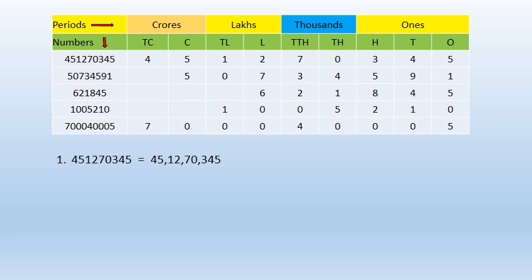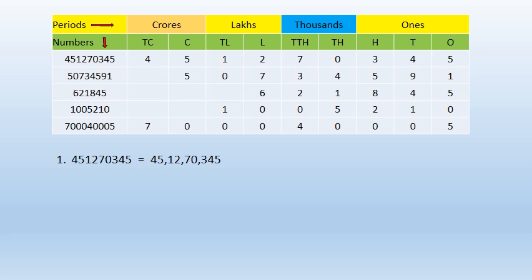Now students, see here how we are going to read. We are going to read all the digits in the same period together. Here we have used the commas. So this is ones period, this is thousand period, this is lakh period and this is crore period. So how are we going to read? We read it together. So 4 5 becomes 45, 45 crores.